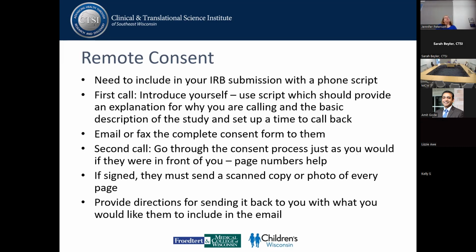We did do some remote consenting in the ICU, so I'll talk about what this process looked like. Again, for any of these processes, consult the IRB, make sure you're covered for everything in your studies. Remote consenting, we included in our IRB submissions, complete with a phone script. So I had a phone script if I was calling a family member about a study that I would follow, which essentially was my 30-minute speech about the study. And would you want to hear about this for your loved one? So on that very first call, I would introduce myself and use the script.